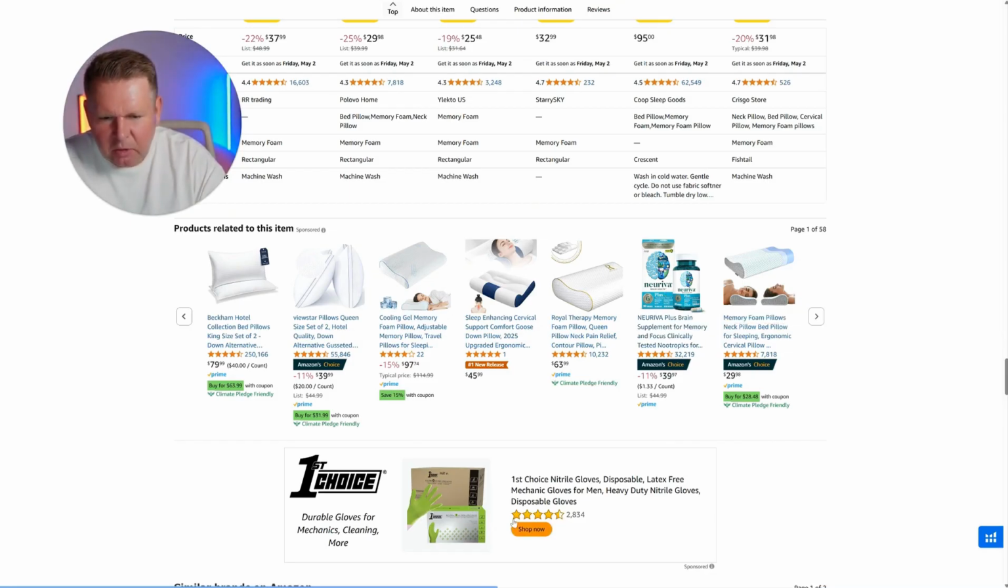Or take a look at this. What a wonderful ad for latex-free mechanic gloves for men. You see, for the search term memory foam pillow, what a wonderful ad is being shown. So Amazon sets up ads perfectly. And here's a product with 3,000 stars that still exists, even though someone is running ads for it in less than the best way. All right, let's get back to our product.